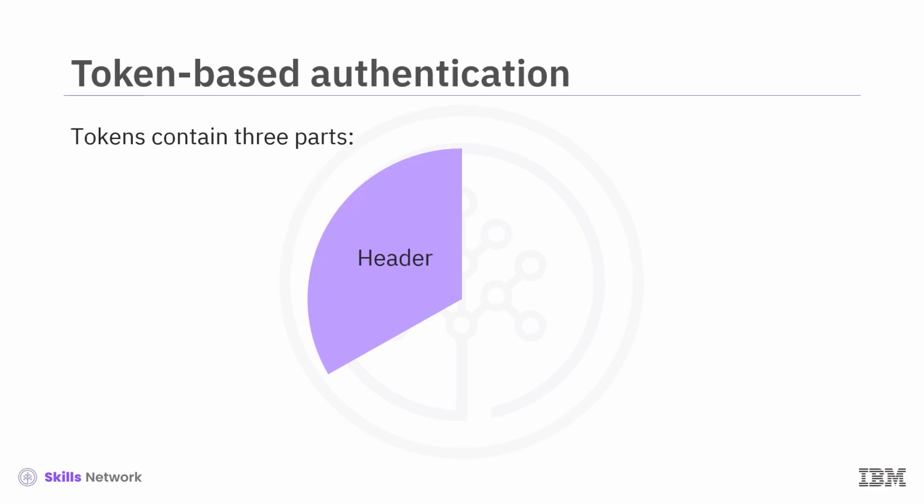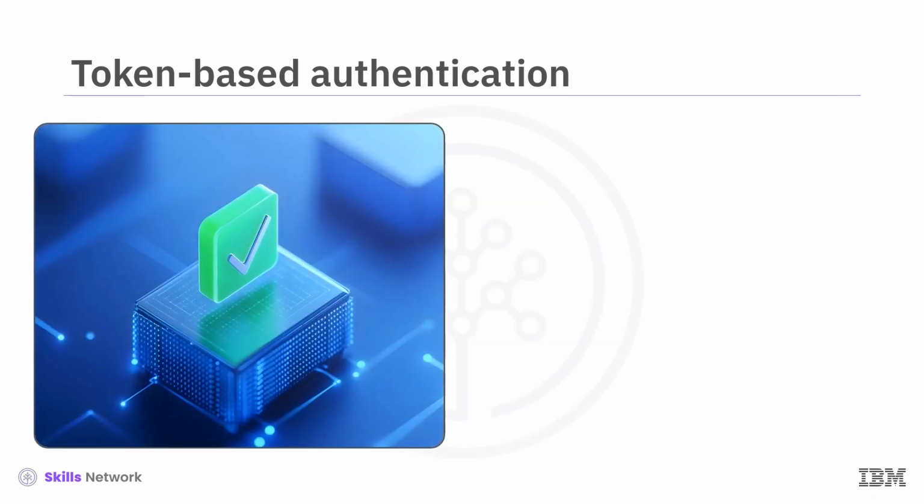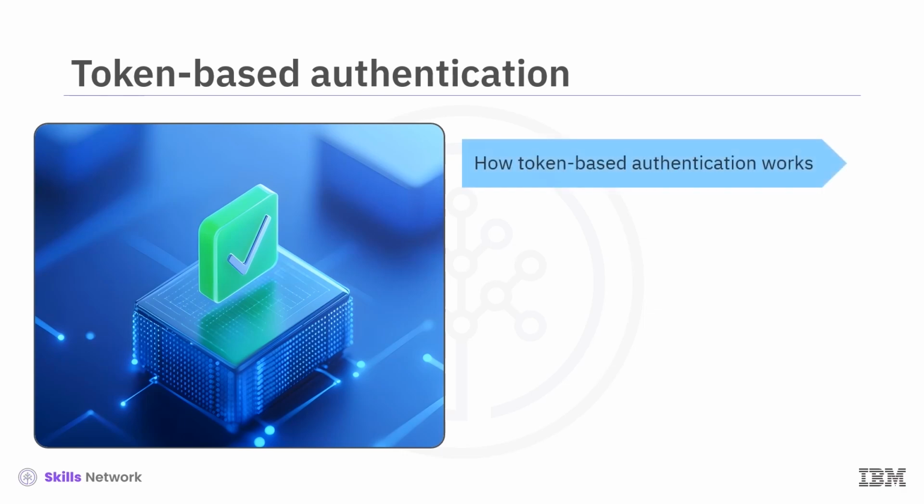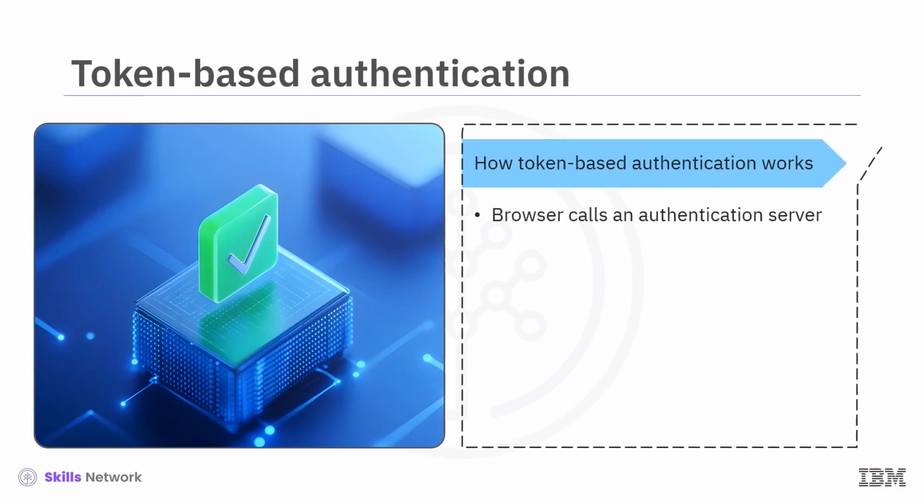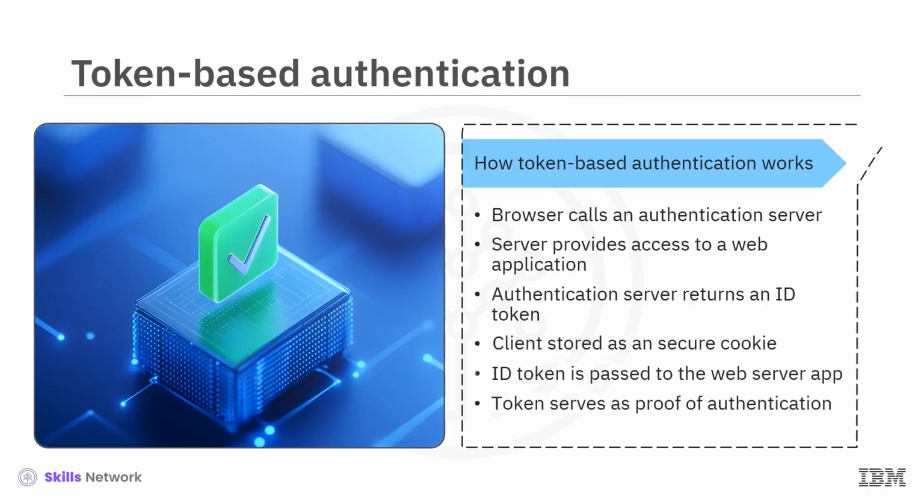Header contains the token type and the algorithm used. Payload includes user attributes, known as claims, such as permissions and expiration times. Signature ensures the token's integrity during transit. JWT, pronounced "jot" and written as JWT, is an internet standard for creating signed JSON payload data. In token-based authentication, your browser requests access to a web application. The authentication server responds with an ID token, stored as a secure cookie by the client, which is sent to the web server providing authentication.